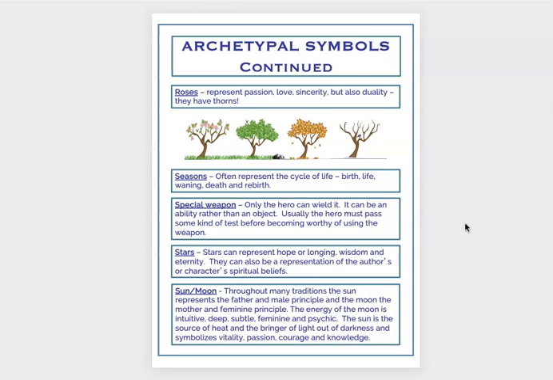The rose smells beautiful, but it has thorns. So that duality is there with roses. Seasons. There is often a cyclical nature to something that a character is experiencing, or to a hero's journey. It is the cycle of life: birth, life, waning, death, and then rebirth again. So there's often that idea imbued in stories.